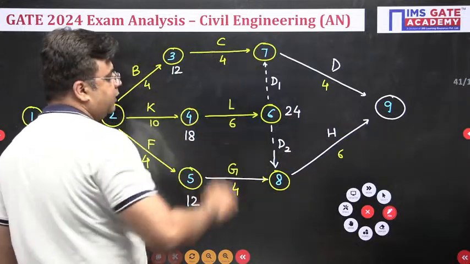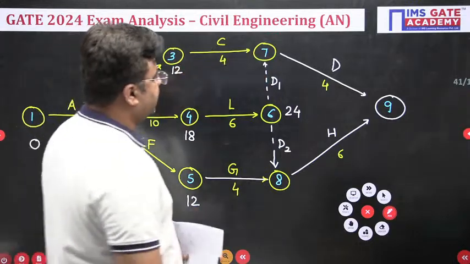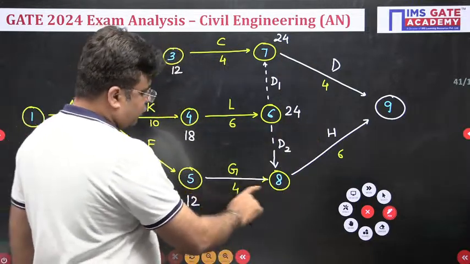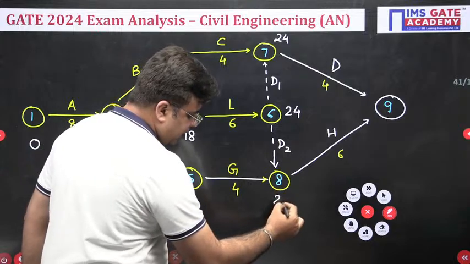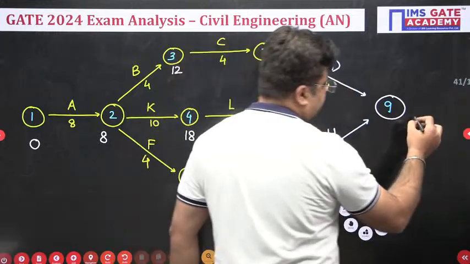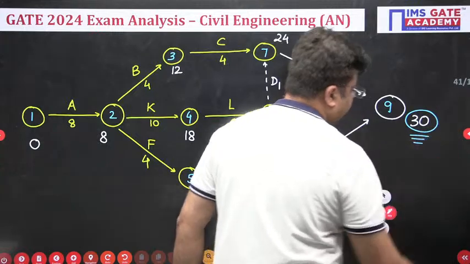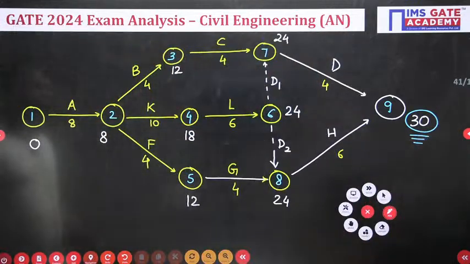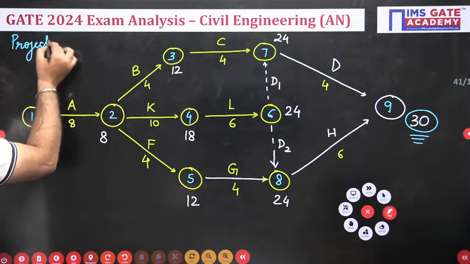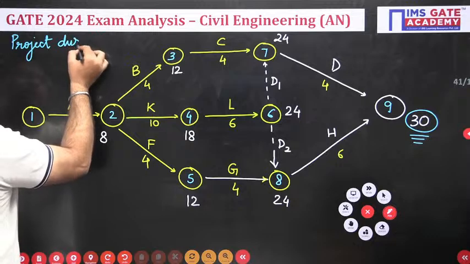Now for event 7, you have 24 plus 0 and 12 plus 4. So you will take the maximum value, that is 24 here. Similarly for this one, it is 12 plus 4 and 24 plus 0. So again you will take the maximum value 24. 24 plus 6 is 30 and 24 plus 4 is 28. So this will be 30. This 30 will be my project duration for this network. So project duration is 30 days, or weeks, I don't know in which unit they have mentioned the time. So project duration is 30.